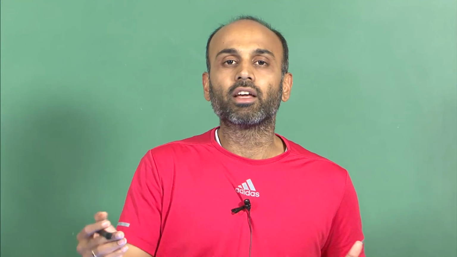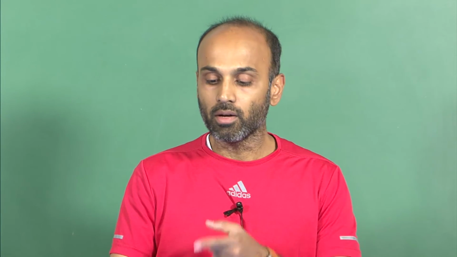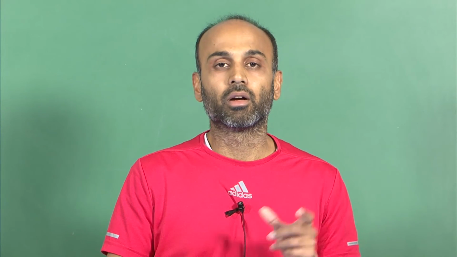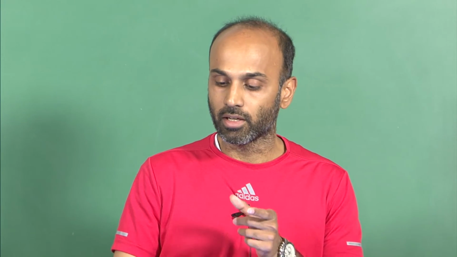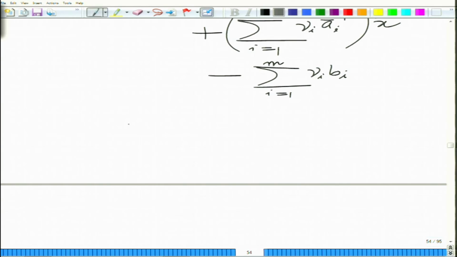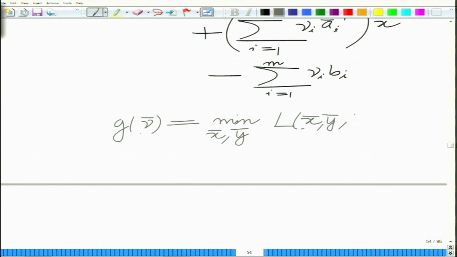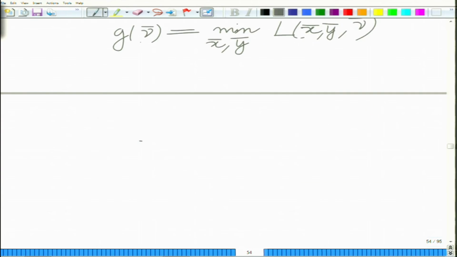And now we have to take the infimum of the Lagrangian with respect to the primal variables, that is x bar and y bar. So now g of nu bar is the minimum over x bar, y bar of the Lagrangian L of x bar, y bar, nu bar, which is equal to the minimum over x bar, y bar.